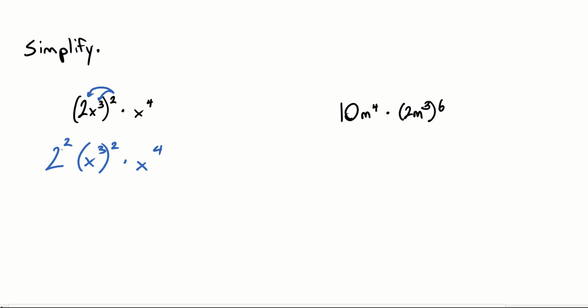Piece number 1, 2 squared. Well, we know that's 4. Piece number 2, x to the third to the second. That's a power to a power, so we're multiplying. That's x to the 6th. We're not adding them, multiplying. It's power to a power.